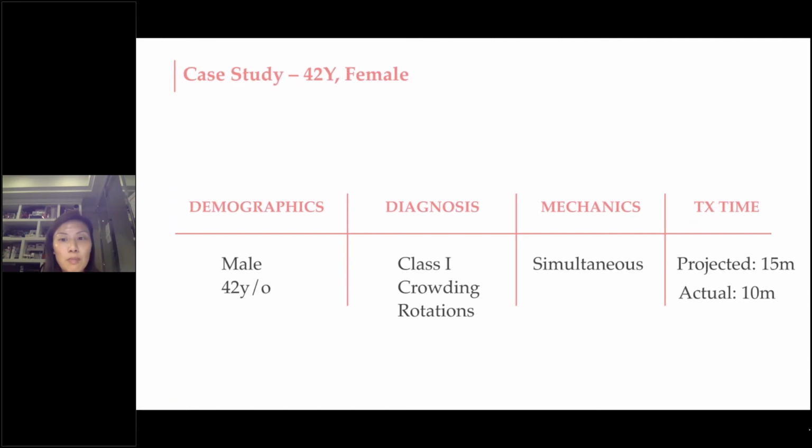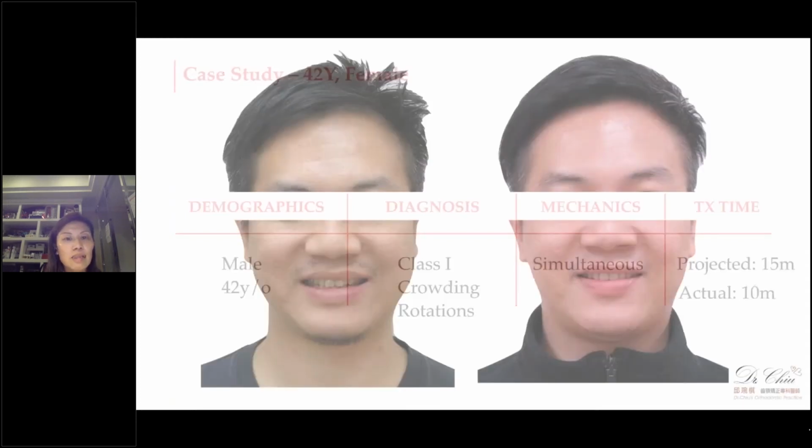Also very stubborn bone. The mechanics we planned for him was simultaneous expansion on the upper arch and lower arch to decrowd and alleviate the crowding. The projected treatment time was 15 months, but we actually finished him with one set of aligners in 10 months. So this is him before and after. It's not a very difficult or challenging case.